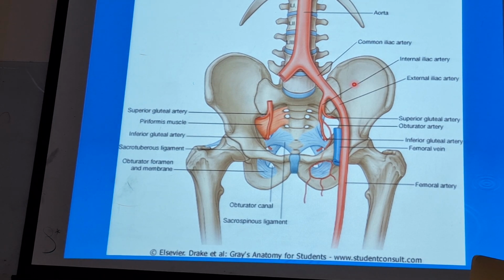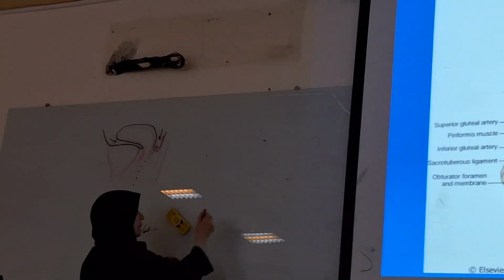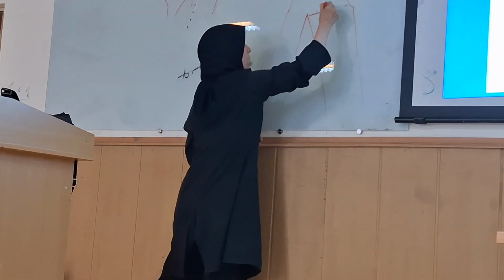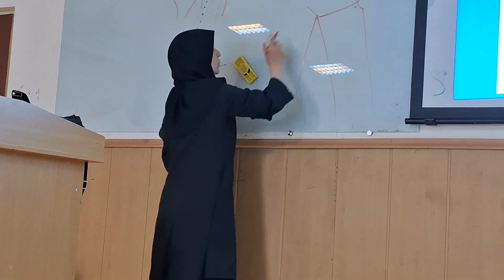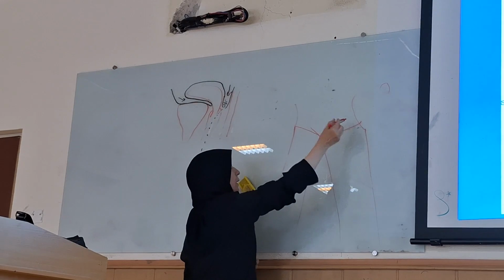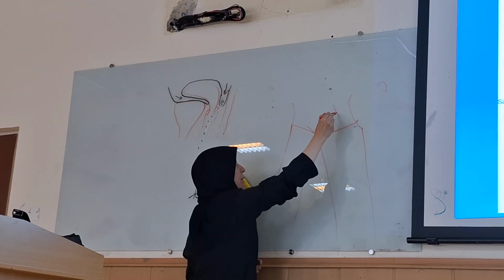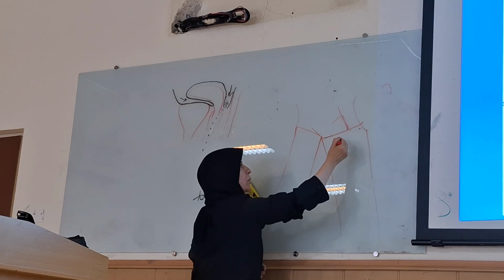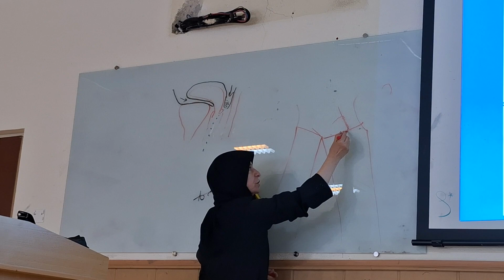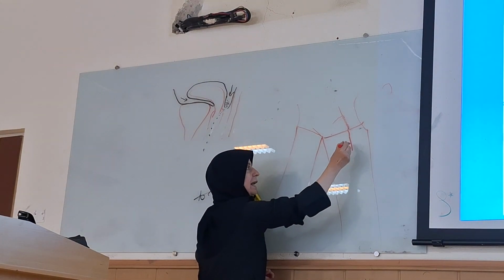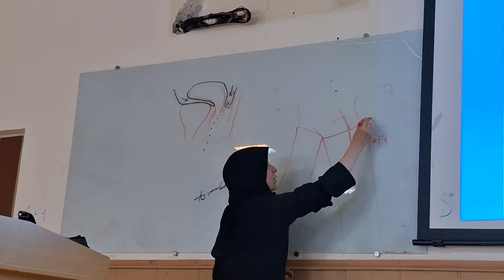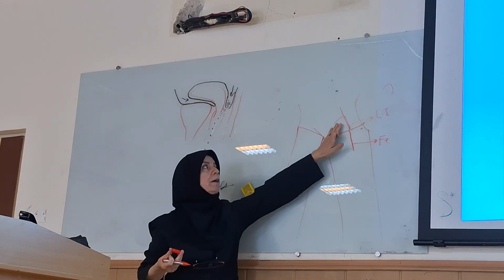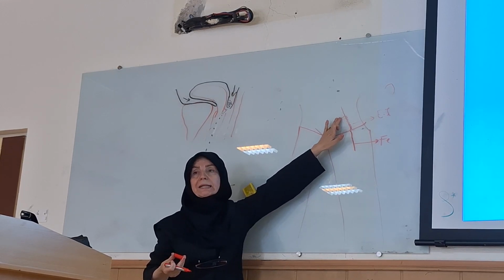If you imagine here, for example, the body, this is the lower limb. Here is the inguinal ligament. Here we have the common iliac. The common iliac divides into internal iliac and external iliac. The external iliac passes behind the inguinal ligament. The address changed, the position changed. It enters the lower limb, and the name changes to femoral artery. Here we call it external iliac artery. So the femoral artery is a continuation from the external iliac.